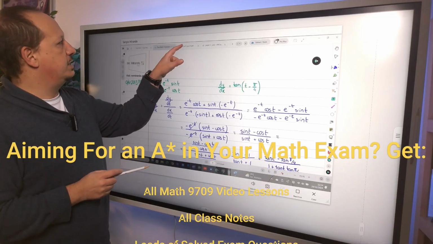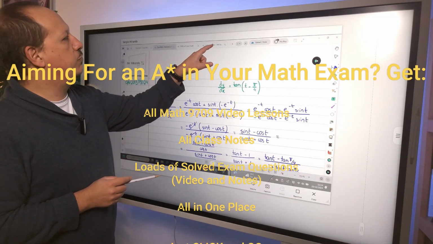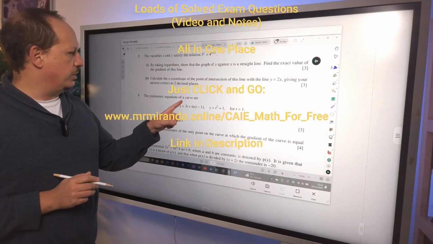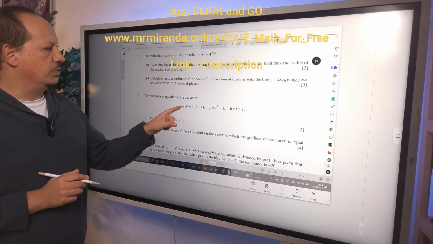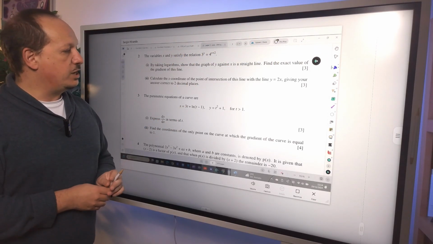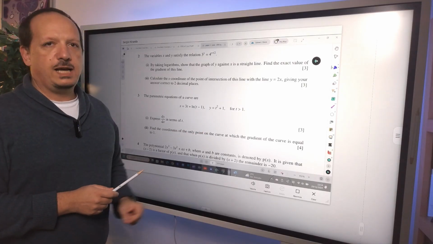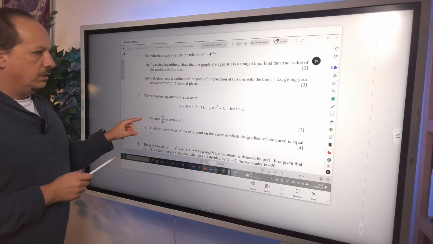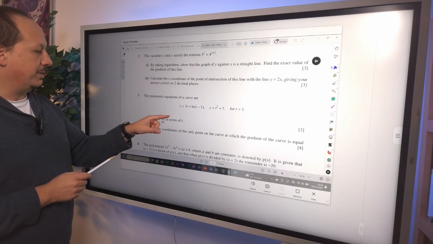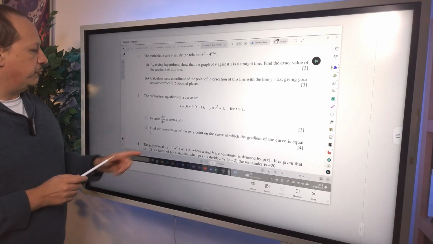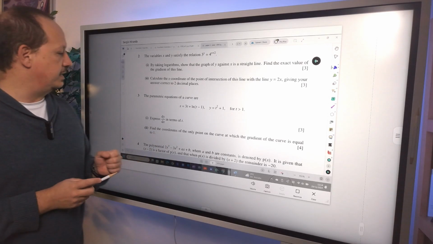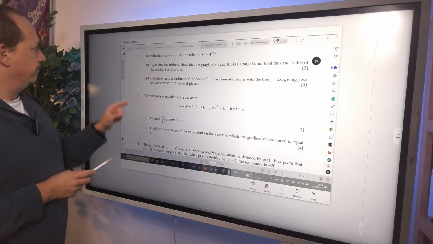Second question. This is a paper 2 from June 2007, and it's question 3. The parametric equations of a curve are x equals 3t plus natural logarithm of t minus 1 and y equals t squared plus 1 for t bigger than 1. The first sub-question is to express dy by dx in terms of t, and then find the coordinates of the only point on the curve at which the gradient of the curve is equal to 1.